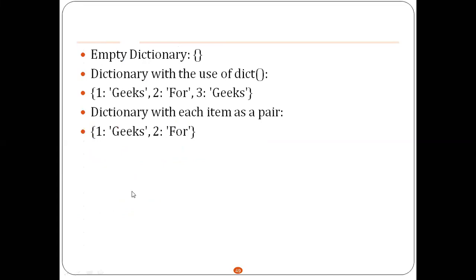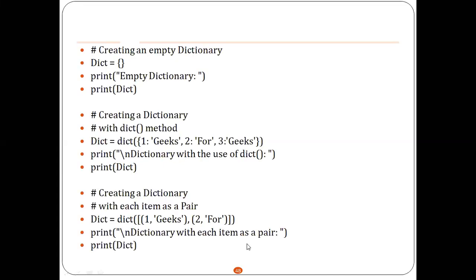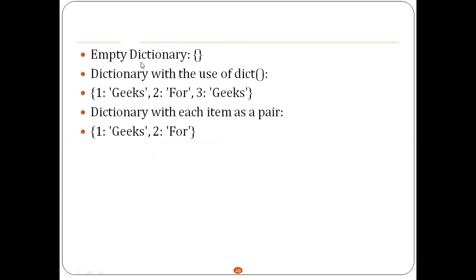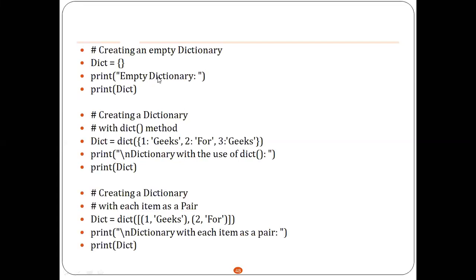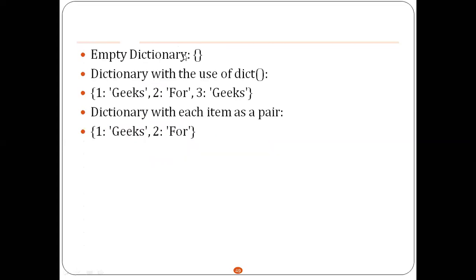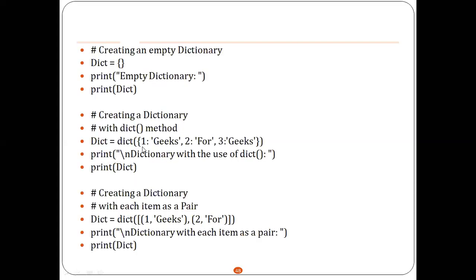Now we look at the difference of this, right? In the first case, we have created an empty dictionary, and I have printed it. An empty dictionary will be printed with a pair of curly braces. And using the dictionary method, we have created the dictionary, that is 1 colon gigs, 2 colon 4 and 3 colon gigs.